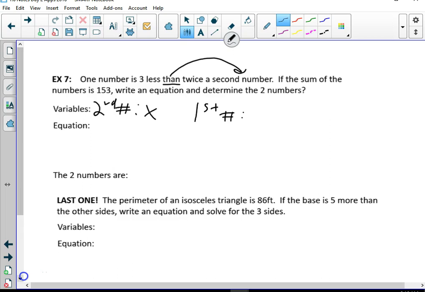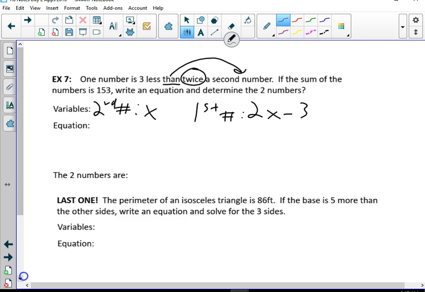Remember, when it says less than, you have to put the 3 in the back. So x minus 3 is very close. It says 3 less than twice the number. What's missing? Twice the number. What does twice mean? Times 2, right?